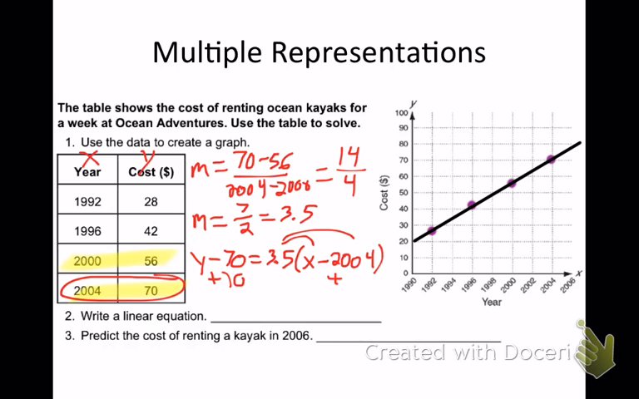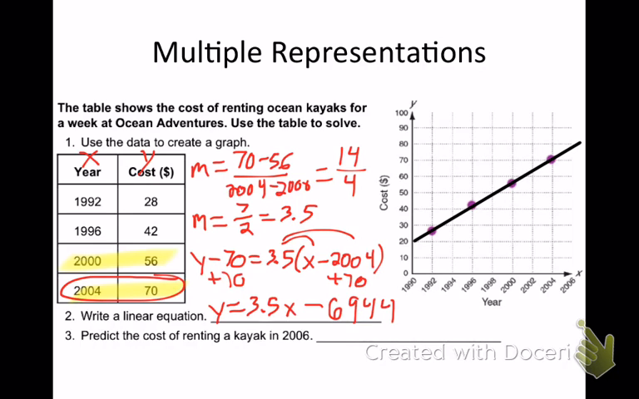You can use a calculator here. Okay, use a calculator if you need to. So I distribute, and then I add 70 to the other side, and my equation should come out to be y equals 3.5x minus, what's 3.5 times 2004? So yeah, I get 6,944. Awesome.